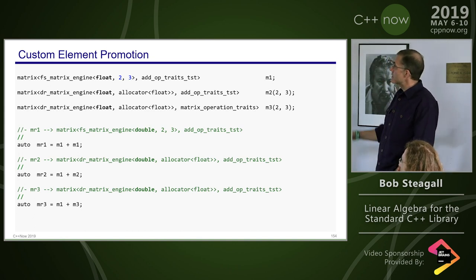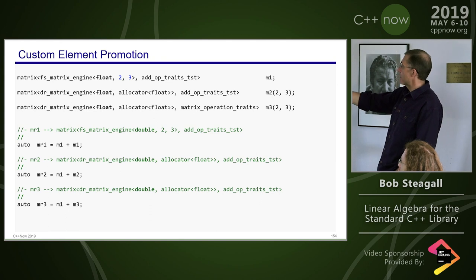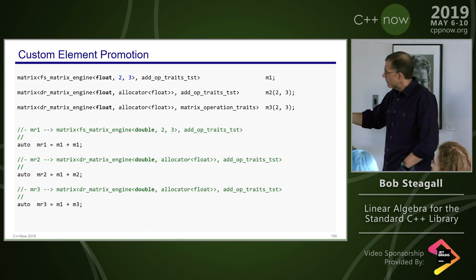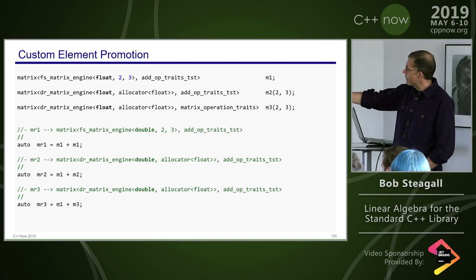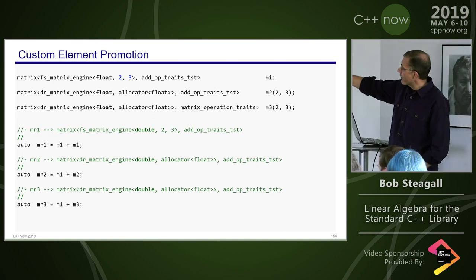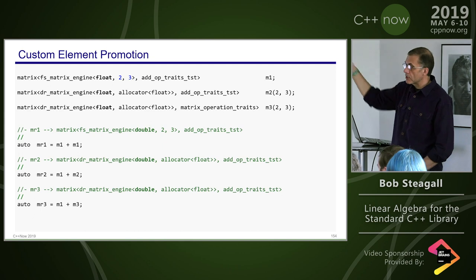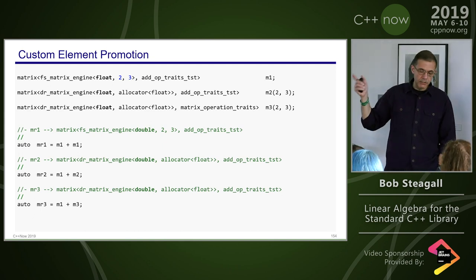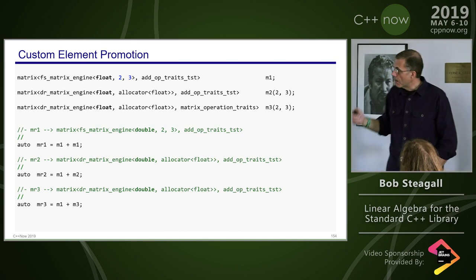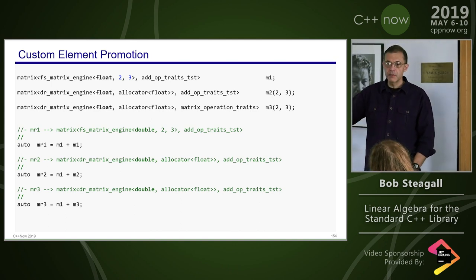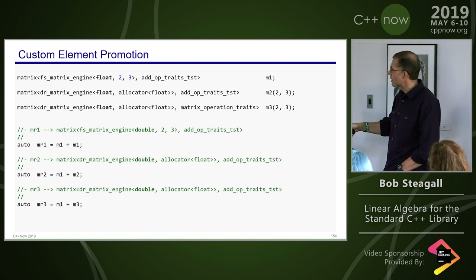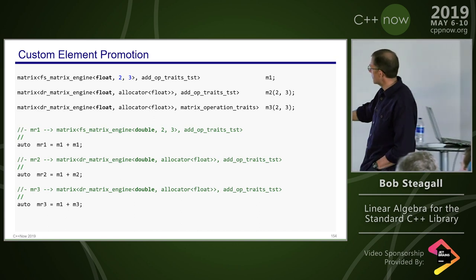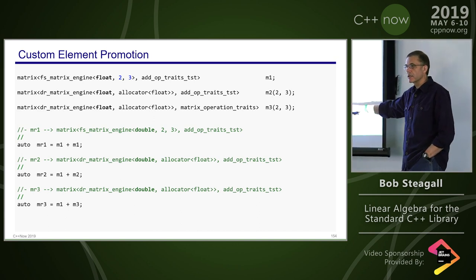And the same thing happens if I'm adding a dynamically resizable matrix to the fixed size matrix. But what's really interesting is the third case where I have a matrix that's using the default operation traits, and I have a matrix that's using my customized operation traits. Because of the way we define the traits selector, my custom traits are going to take precedence over the default traits. And that's why my result type here is going to be my custom traits type.